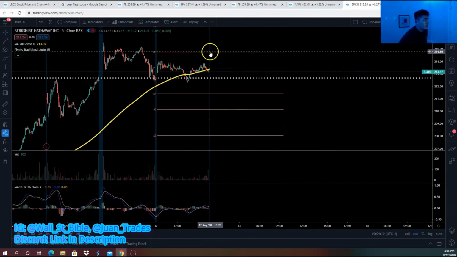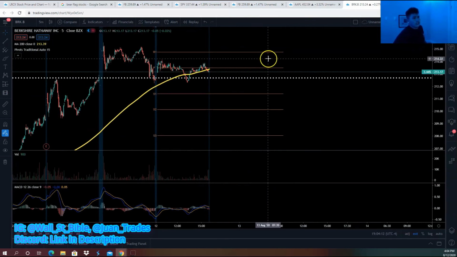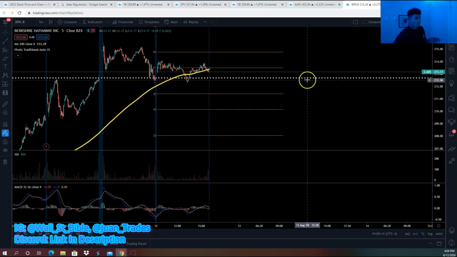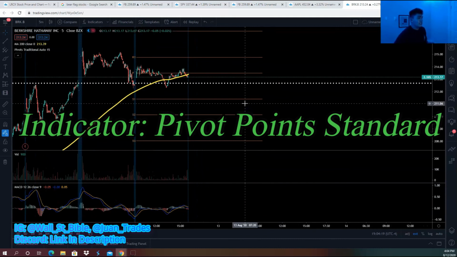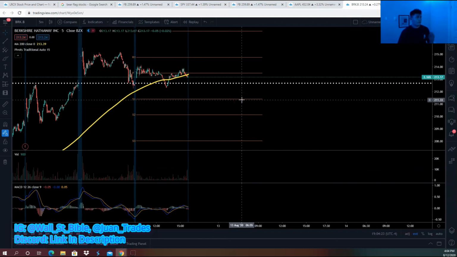The first thing I want you guys to look at are these orange lines. You guys are probably like, wait, what are those orange lines? So these orange lines are called pivot points. Pivot points are resistance and support levels that are drawn out automatically by the indicators.